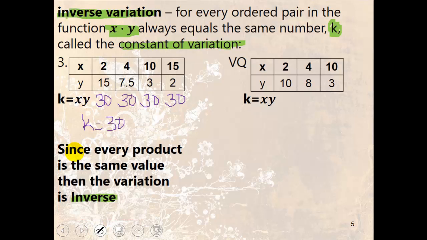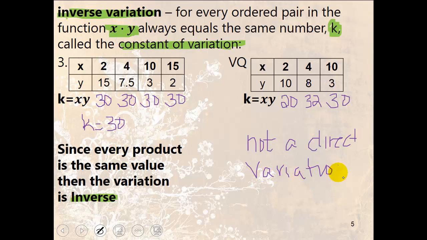Okay, so I'm going to check my products. 10 times 2 is 20. 8 times 4 is 32. 3 times 10 is 30. So I don't have a constant product of my x's and y's, so I'm going to say this is not a direct variation problem. You could also say, like in the problems in your homework set, it'll say, is it direct variation, inverse variation, or neither? So that would be a neither.